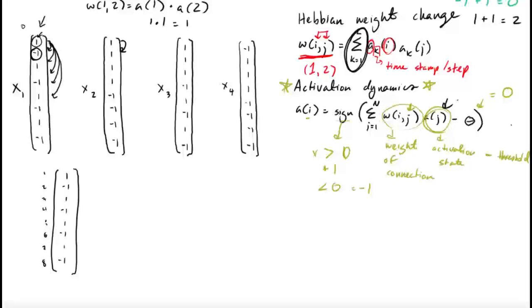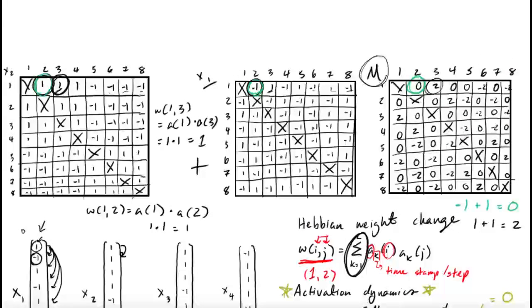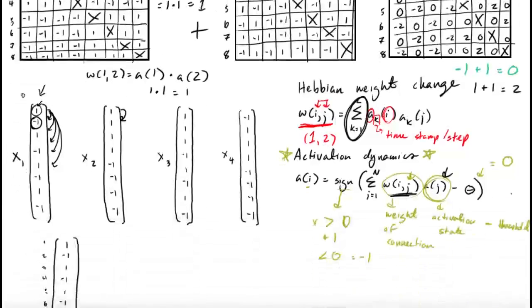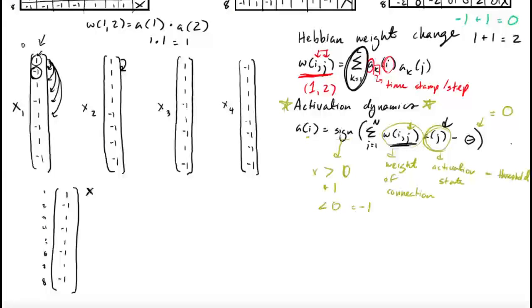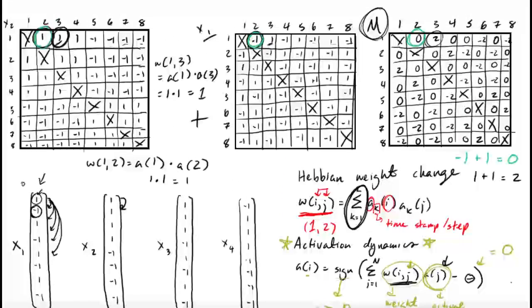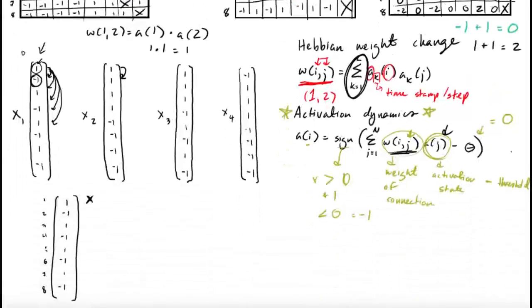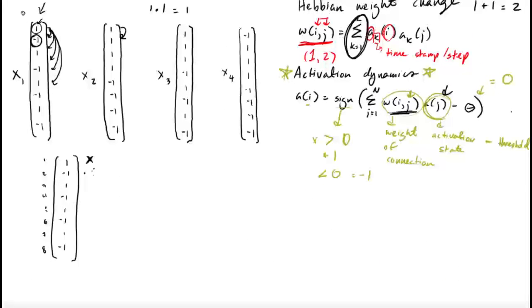So what we're going to do is multiply each of these activation states, like in the activation dynamics equation, by the weight of their connection using our weight matrix over here from the previous part. The first neuron, 1,1, can't multiply by anything because it can't connect upon itself. We're just going to draw an X. Okay, for 1,2, we're going to take a look up here. What's the value in 1,2? It's 0. So we're going to multiply that one by 0.